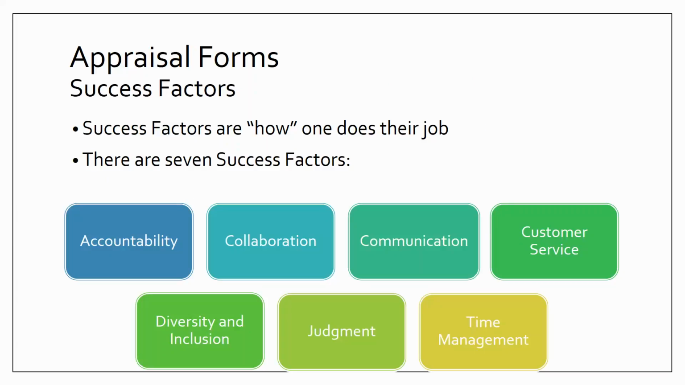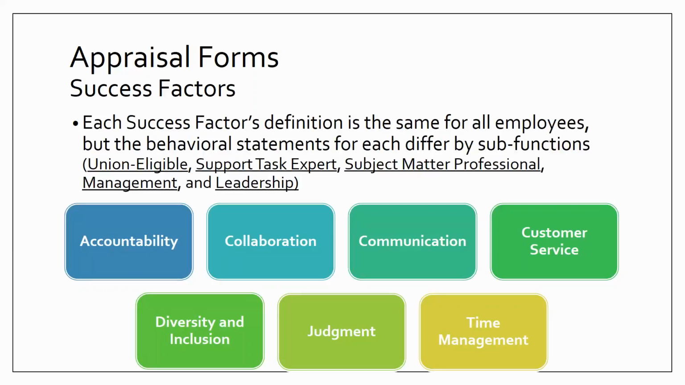Finally, success factors are how one goes about doing their job and are included on everyone's forms. 7 success factors have been identified for employees system-wide: accountability, collaboration, communication, customer service, diversity and inclusion, judgment, and time management. Each success factor is defined the same across all employees, but the behavioral statements for each one differ depending on your subfunction. As a reminder, there are 5 subfunctions: union eligible, support desk expert, subject matter professional, management, and leadership. Let's use accountability to look at a couple of examples.